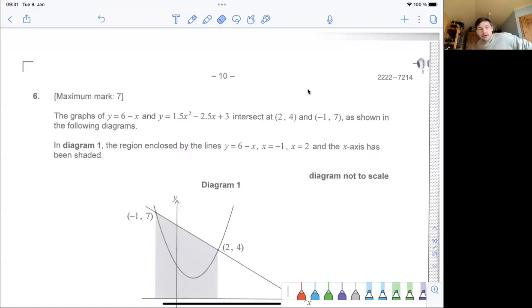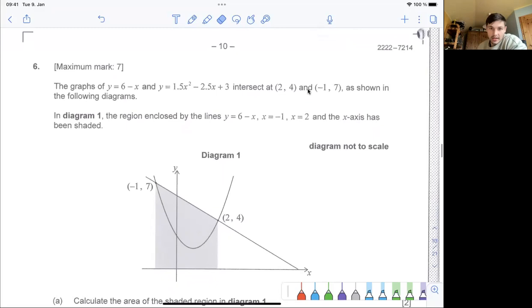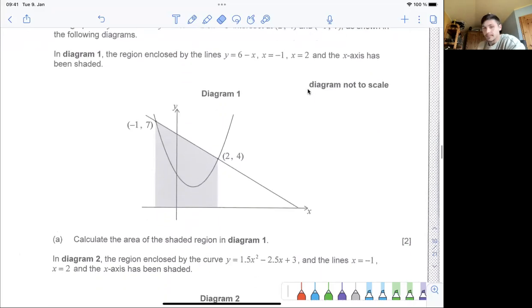Question 6. The graphs of y equals 6 minus x and y equals 1.5x squared minus 2.5x plus 3 intersect at (2, 4) and (-1, 7). That's shown in the following diagrams. In diagram 1, the region enclosed by the lines y equals 6 minus x, x equals -1, and x equals 2, and the x-axis has been shaded. All right, cool. And part A asks us to calculate the area of the shaded region.